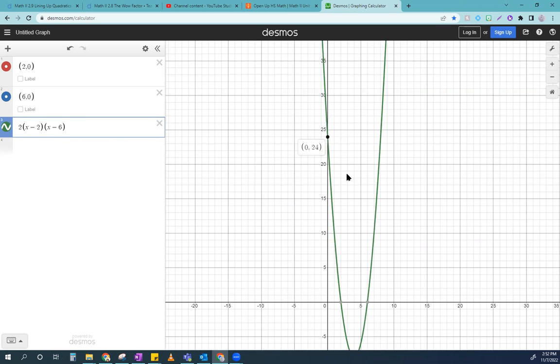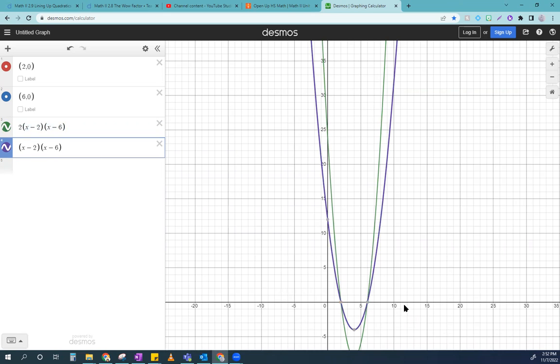And someone in the chat said, hey, Ms. Johnson, what if you forget the 2? So let me just copy this part. And do you think it'll make a difference without the 2? And the answer is yes. Notice here you have the same intercepts, right? But everything else is a little bit different. Notice the green one is a little bit skinnier and so on. Very good work, y'all. Very, very good work. Very strong work.